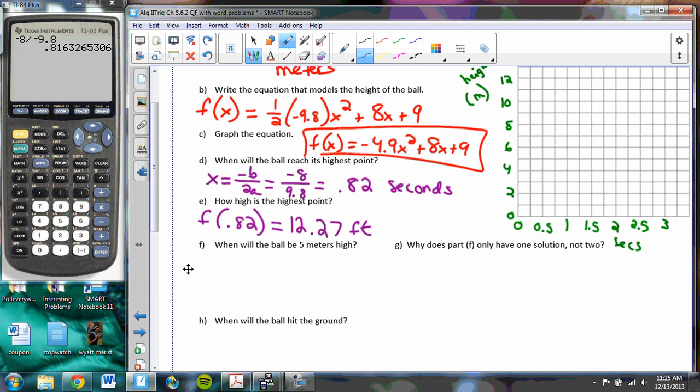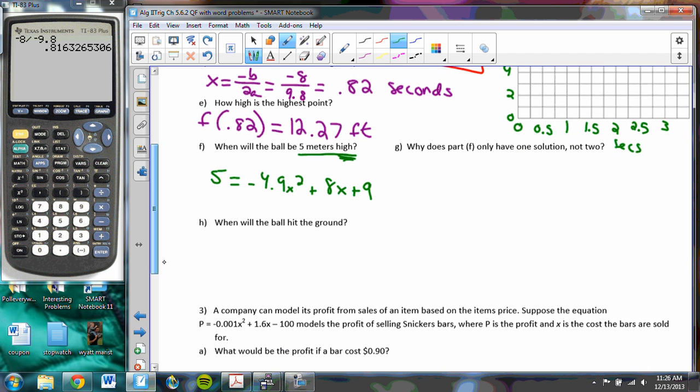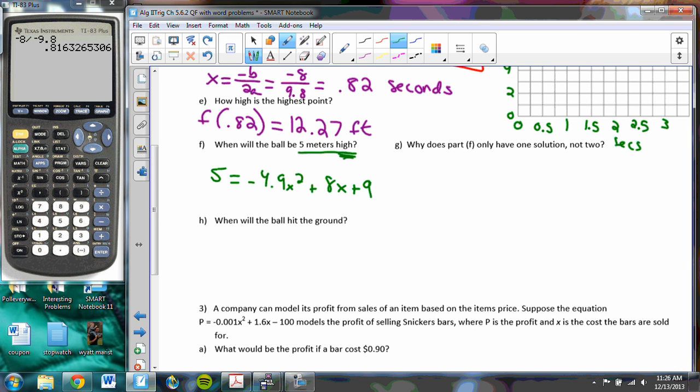So anyways, how can I find when the ball will be 5 meters high? Do I plug it in for x? How come for x? How come for y? Why is the height y? Because it's a height. We were given the height, that's a y value. So I say 5 equals negative 4.9x squared plus 8x plus 9. Now what? Subtract 5 from both sides.